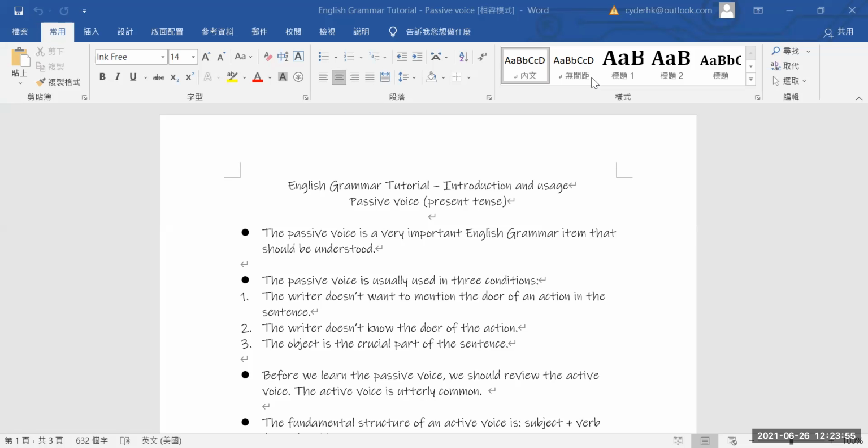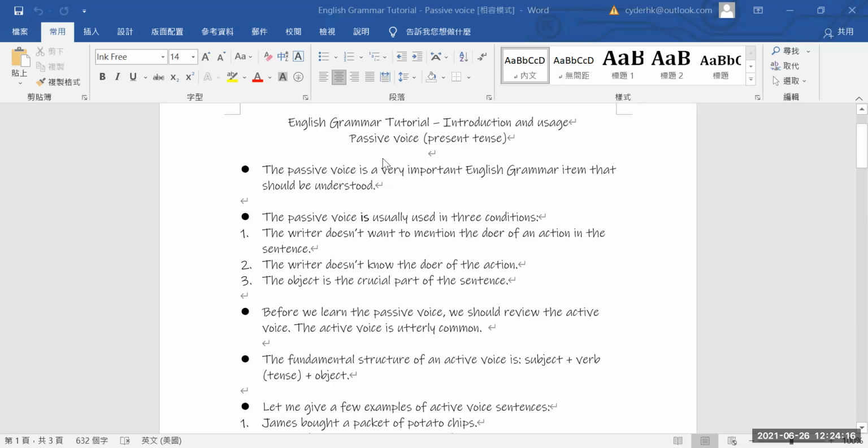So today we're going to talk about the usage and introduction of the English grammar item, passive voice. Today we're only going to go through present tense passive voice, which is normally easier than the other forms of passive voice. So we take a look at this Word file. The passive voice is a very important English grammar item that should be understood. It is very often used between English learners, so we need to learn this grammar item. It is very vital.